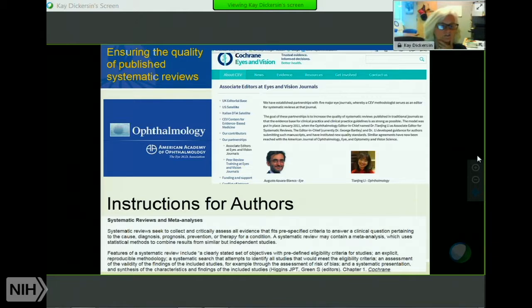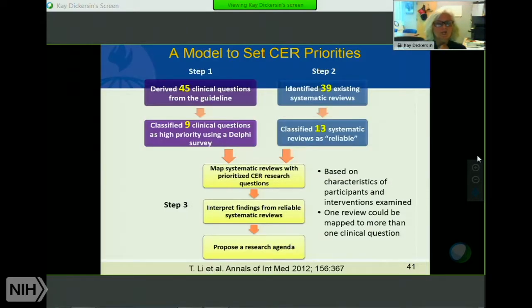For example, here are the instructions for authors in ophthalmology that Tianjing Li, over on the right, has been editing the systematic review section for 4 or 5 years. And they've put together very strong, helpful instructions for authors. So you can work with a field and get the field to publish better systematic reviews.